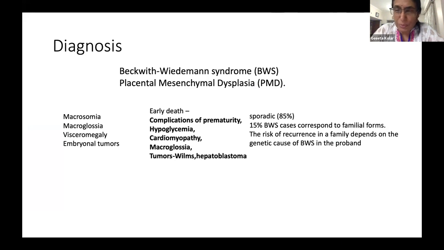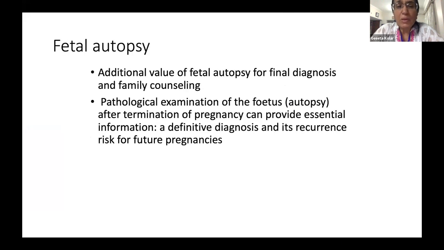You need to complete the diagnosis in cases where the parents have opted for termination. Even an autopsy sometimes helps to add to this information. So the additional value of fetal autopsy is what I wanted to show in this case. A pathological examination of the fetus after termination can provide essential information, a definitive diagnosis and its recurrence risk for future pregnancies.